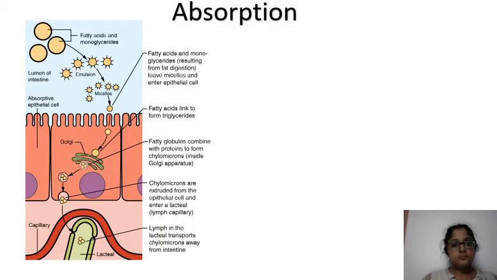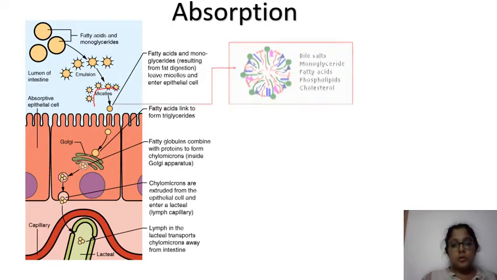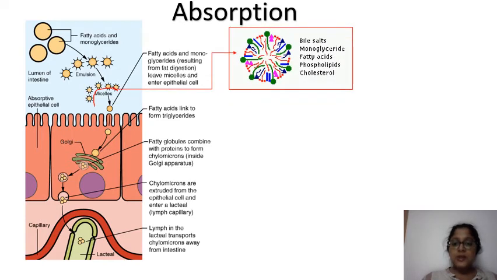Let us continue with the absorption process. We can see over here again this emulsion. Up to micelle formation we have already learned. So the bile salts, monoglyceride, fatty acids, phospholipid and cholesterol together are forming this micelle so that they can easily be absorbed into the epithelial cell from this villi.